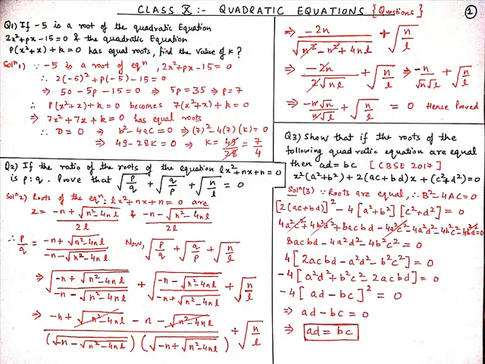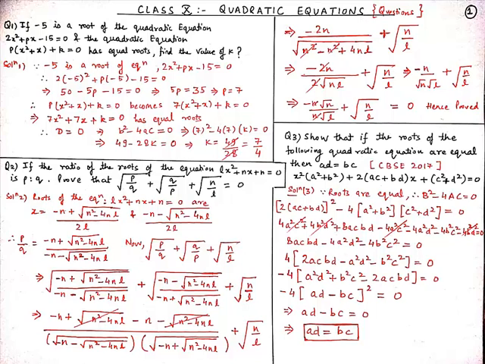And now by taking the LCM, we know that the square root will get cancelled out. So we get minus n plus square root of n square minus 4nl, and then minus n minus square root of n square minus 4nl. So from here we can clearly see that square root of n square minus 4nl and minus square root of n square minus 4nl will get cancelled out.